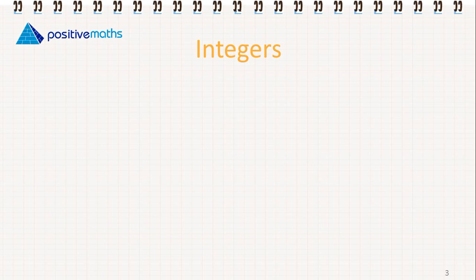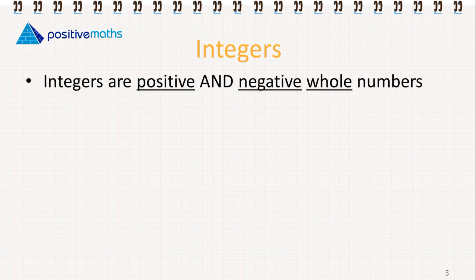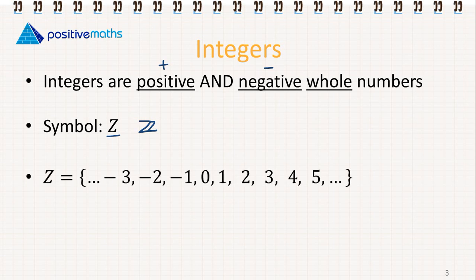So our next set of numbers is integers. So integers are positive and negative, so plus and minus whole numbers. So the whole numbers means we're not talking about any fractions. The symbol is a capital letter Z. Again, it can be in bold in our textbooks, or sometimes we see it drawn like this. So again, we have dots at either end to suggest that it's continuing to infinity on both the negative side and the positive side, and it also includes 0.